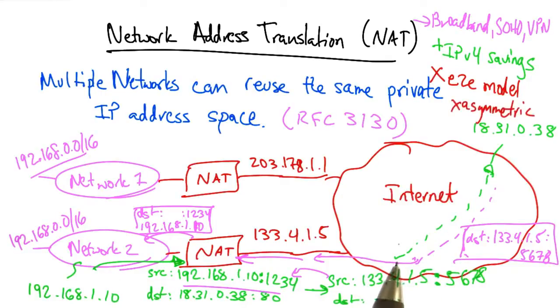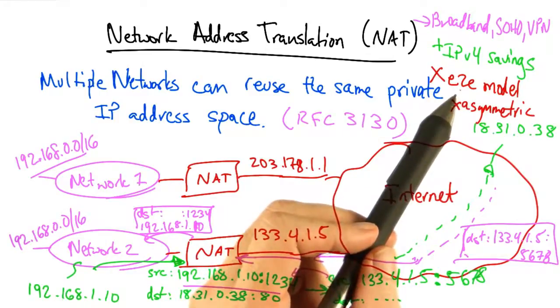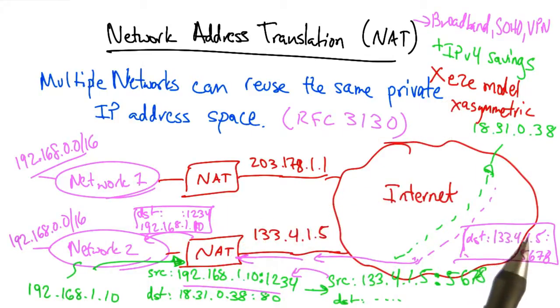It's also asymmetric. Under ordinary circumstances, it's rather difficult for a host on the global internet to reach a device in a private address space in Network 1 or Network 2 because, by default, those devices in these private networks do not have public, globally reachable IP addresses. So NAT both breaks end-to-end communication and it also breaks bidirectional communication.